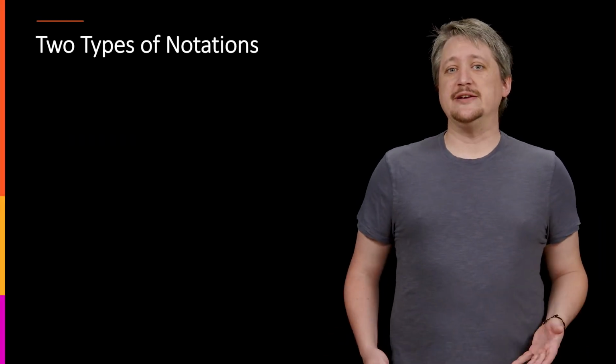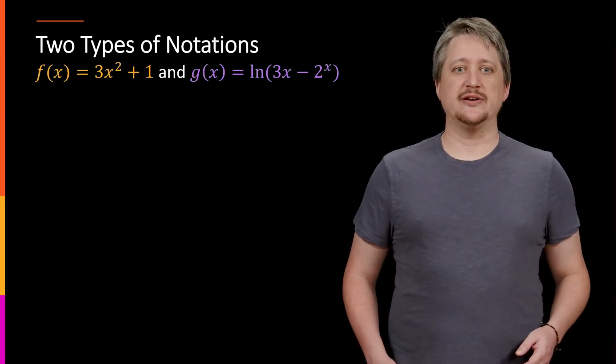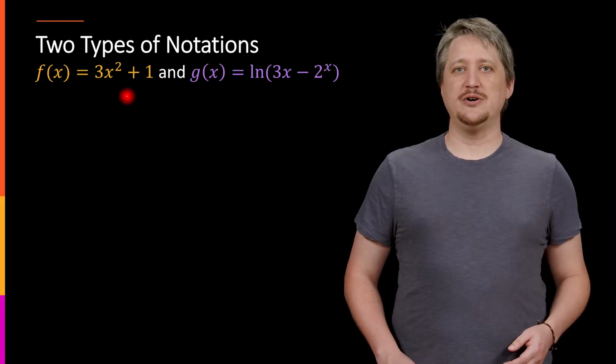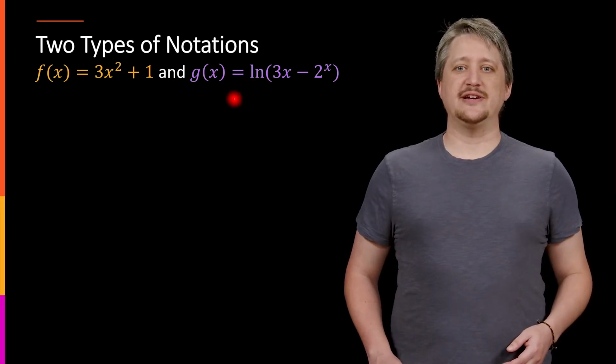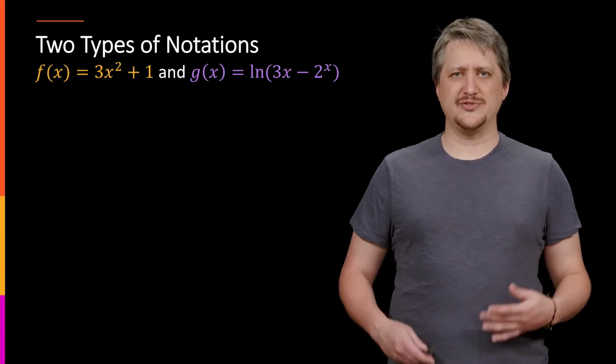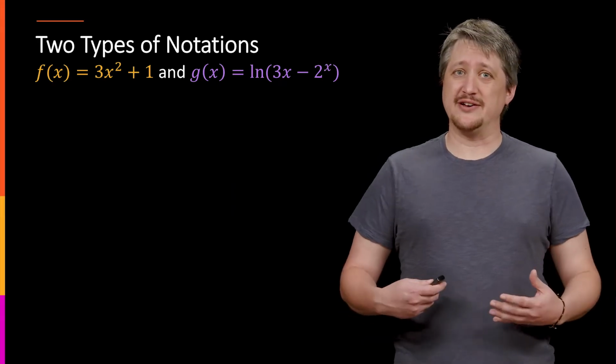So, there's two types of notation that we're going to be going through, and they're easiest to see by example. So, just picking functions out of a hat, let's say we have these two functions here, right? So we have this f of x, the 3x squared plus 1, and the g of x, which is the natural log of 3x minus 2 to the x. So the particular functions here aren't the important parts, but we want to see how they interact.